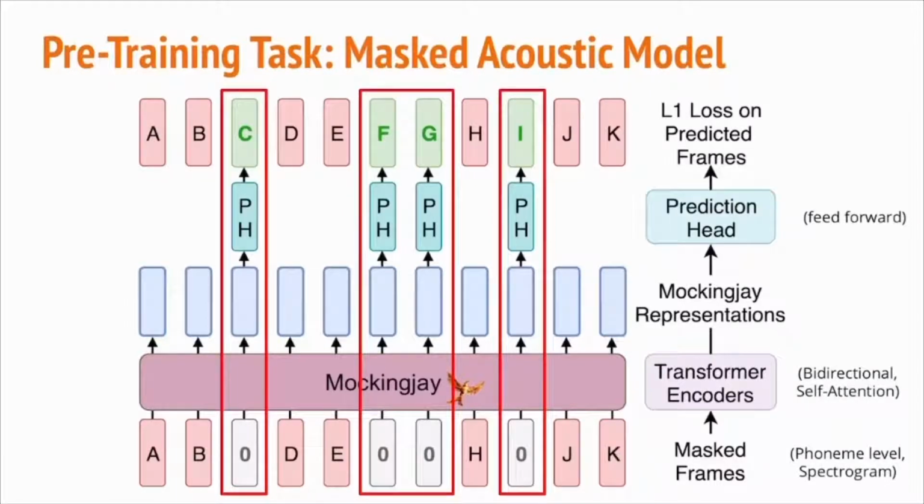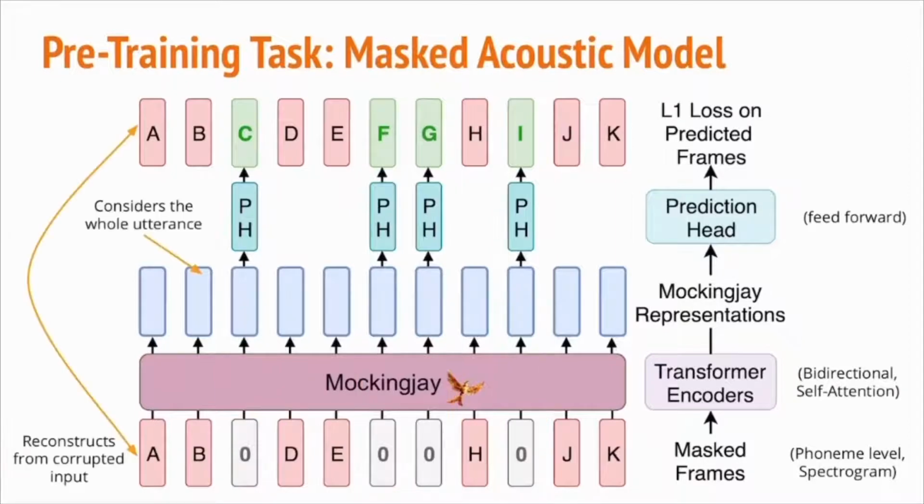These representations are fed through a prediction head, and the model then tries to predict the missing frames with a feed-forward network. For example, the frame C is masked to 0, so the model predicts and reconstructs frame C at the output. Hence, the model tries to reconstruct real frames from corrupted input, where we use L1 loss to minimize reconstruction error. The idea is that if the model can predict the missing frames from neighboring frames, then it should provide a good bidirectional understanding of the past and future content, as the representation considers the whole utterance.